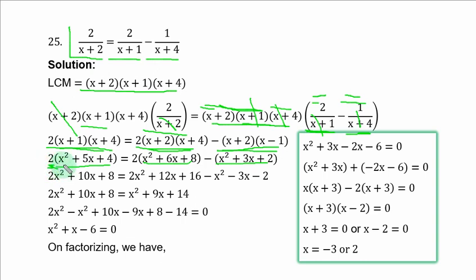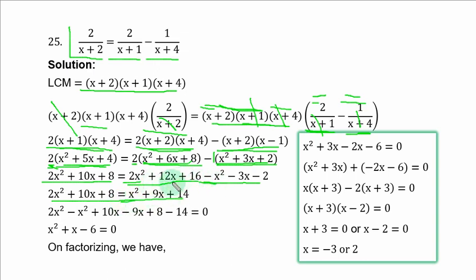If you use 2 to open this bracket, you have 2s squared plus 10s plus 8 equal to, if you use 2 to open this bracket, you have 2s squared plus 12s plus 16. Here is minus 1. If you open this bracket with it, you have minus s squared minus 3s minus 2. Add like terms in the right hand side, and you have this result. You take 2s squared minus s squared, that is s squared.